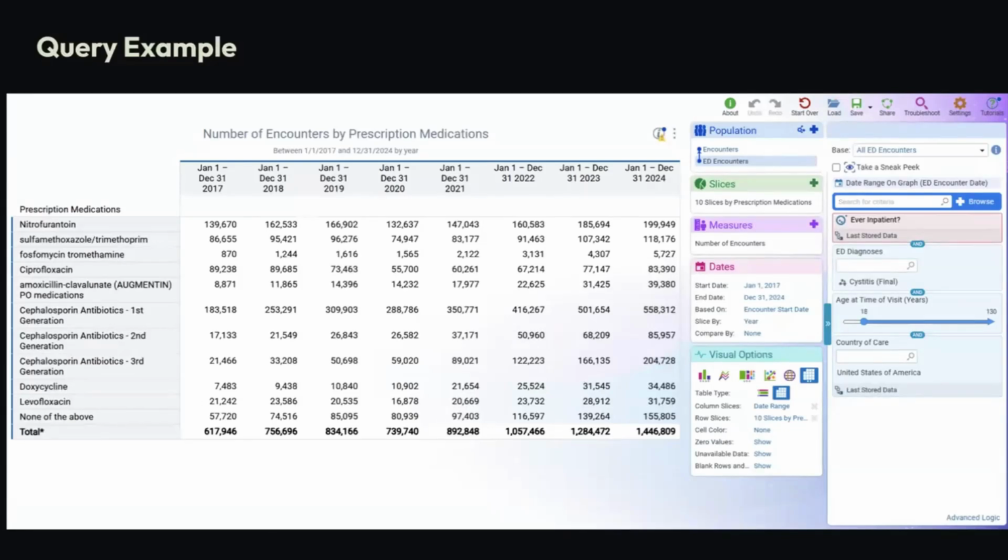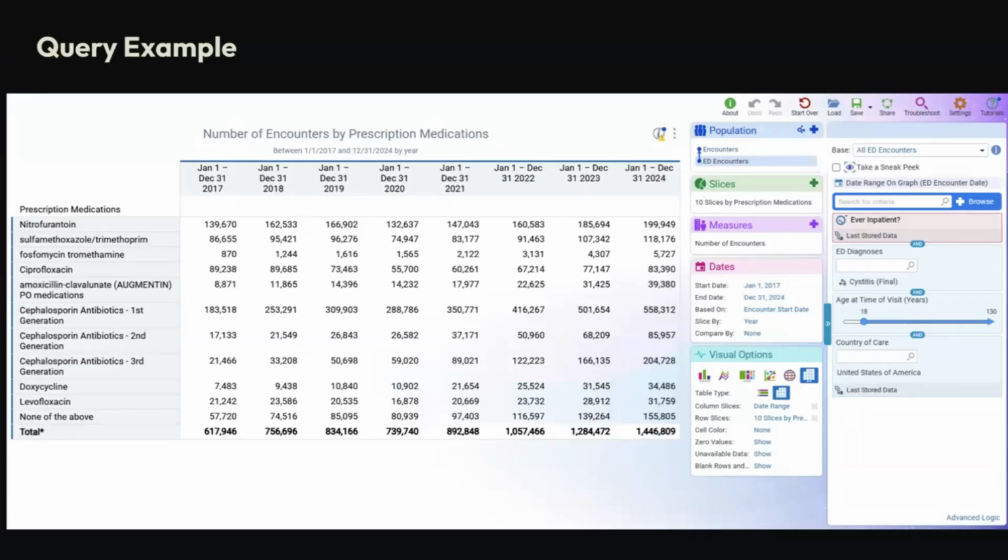So to start, to build your query, the second column where you can see population, slices, measures, dates, and visual options, that's how you kind of build your query. So in the population section, you'll see that we're looking at ED encounters. And then on the far right, the specifics of the ED encounter. So we're specifying an ED diagnosis using a grouper that we created using ICD-10 codes.